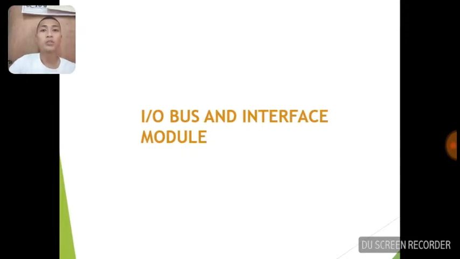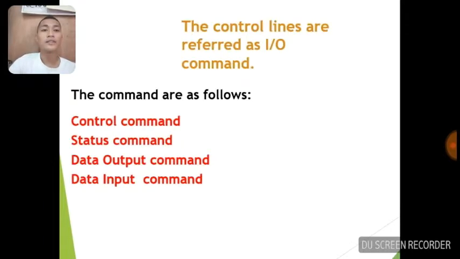The input-output bus consists of data lines, address lines, and control lines. The input-output bus from the processor is attached. The control lines are referred to as input-output commands. The commands are as follows.